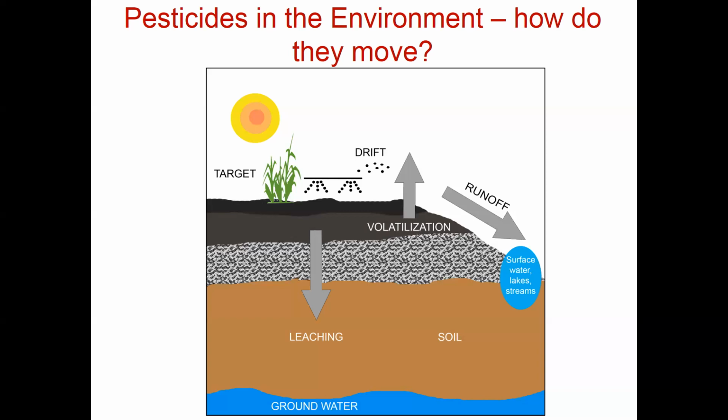Runoff is another way that pesticides may escape into the environment. Runoff is the movement of pesticides with water away from the target across the surface of the soil. Pesticides that run off may contaminate surface waters, which include streams, lakes, and rivers. Leaching is the movement of pesticides downward through the soil profile. Pesticides that leach may end up in the groundwater, contaminating aquifers or wells.